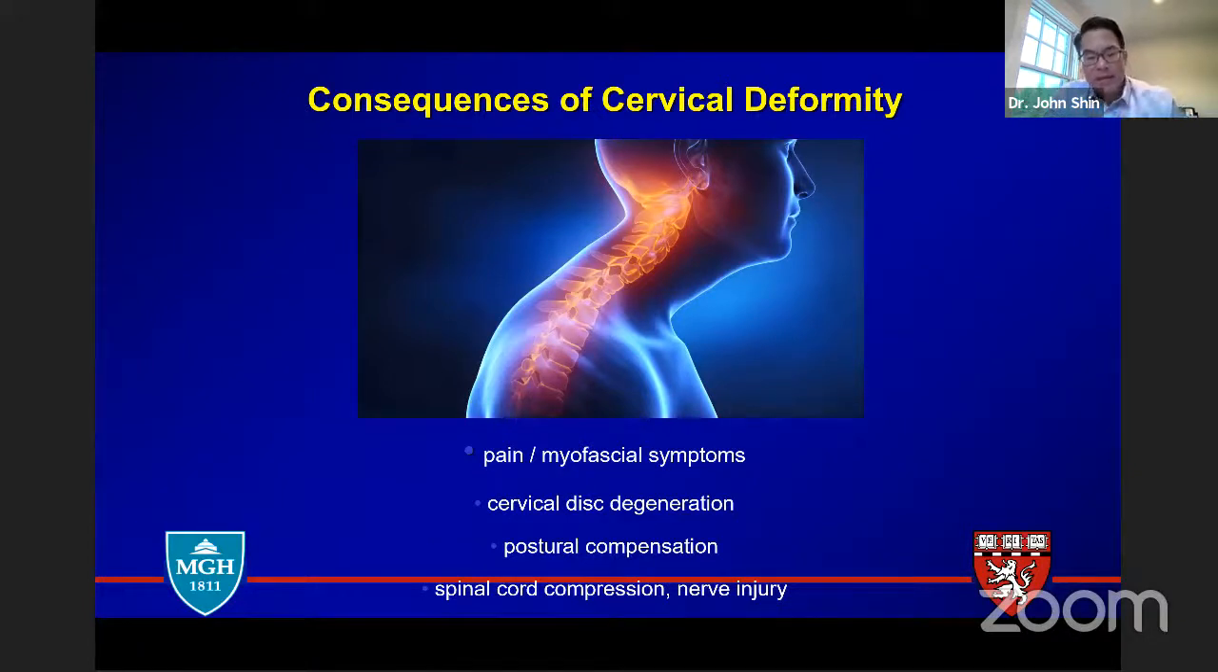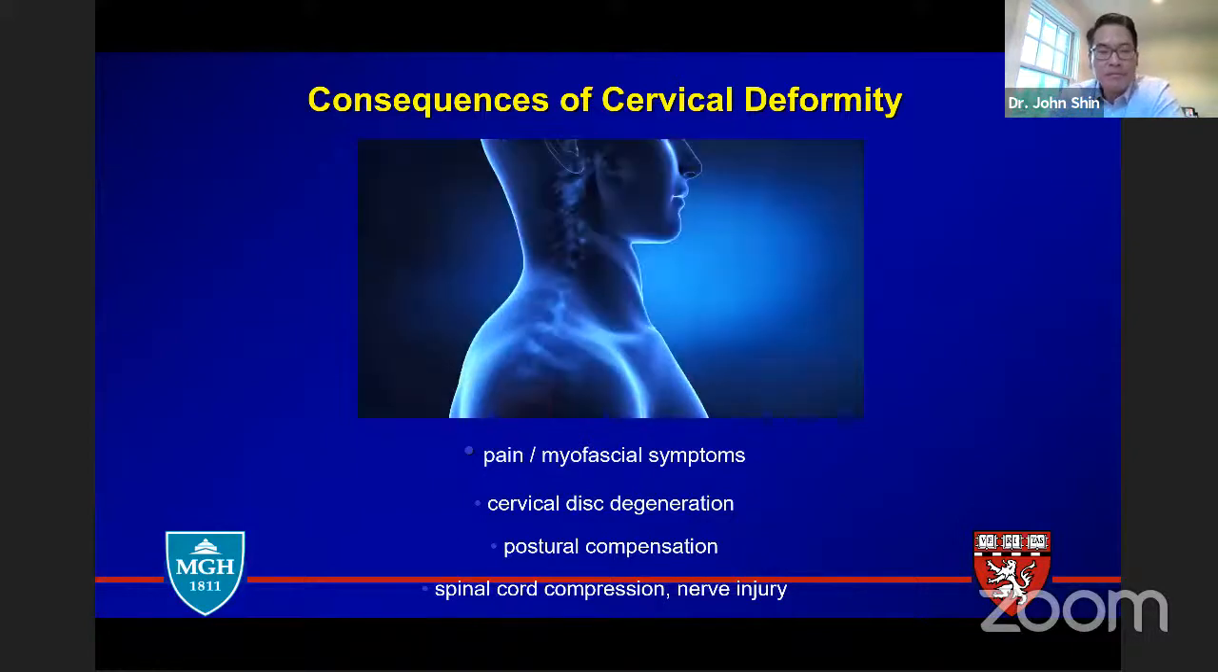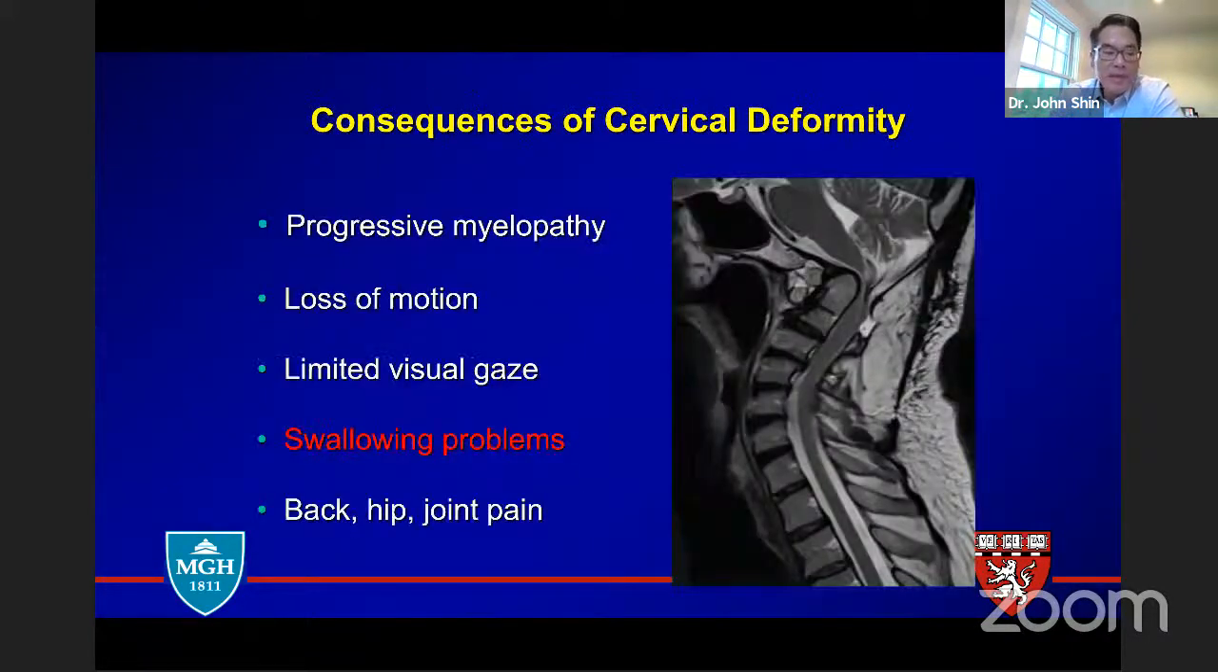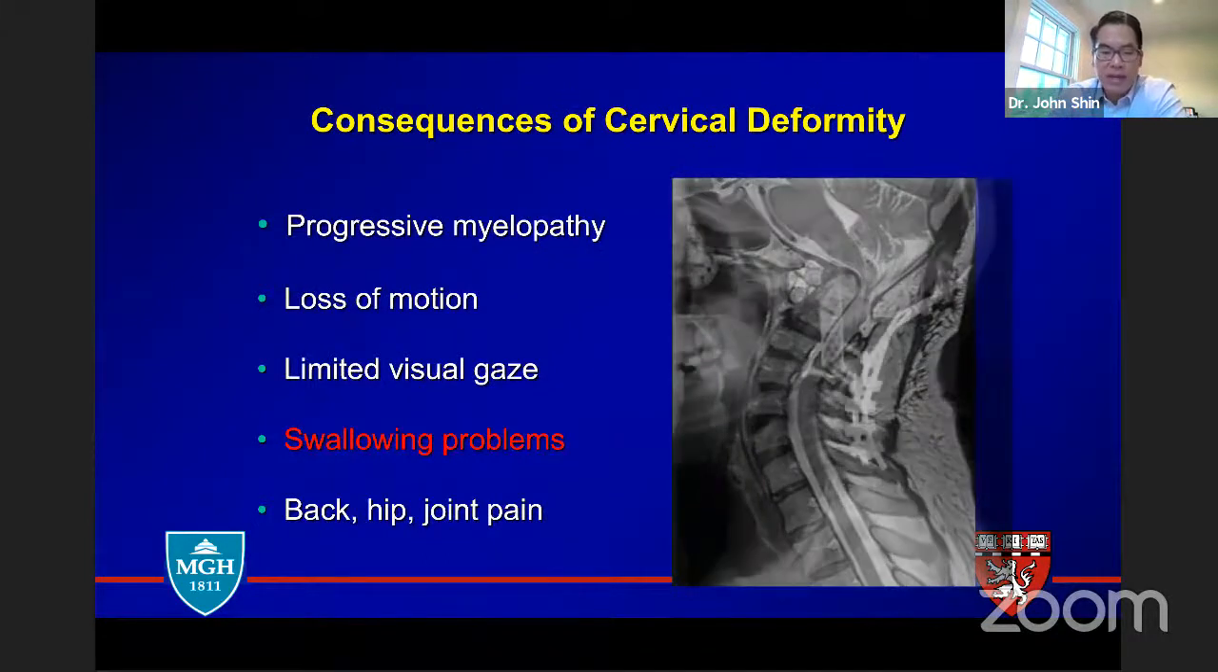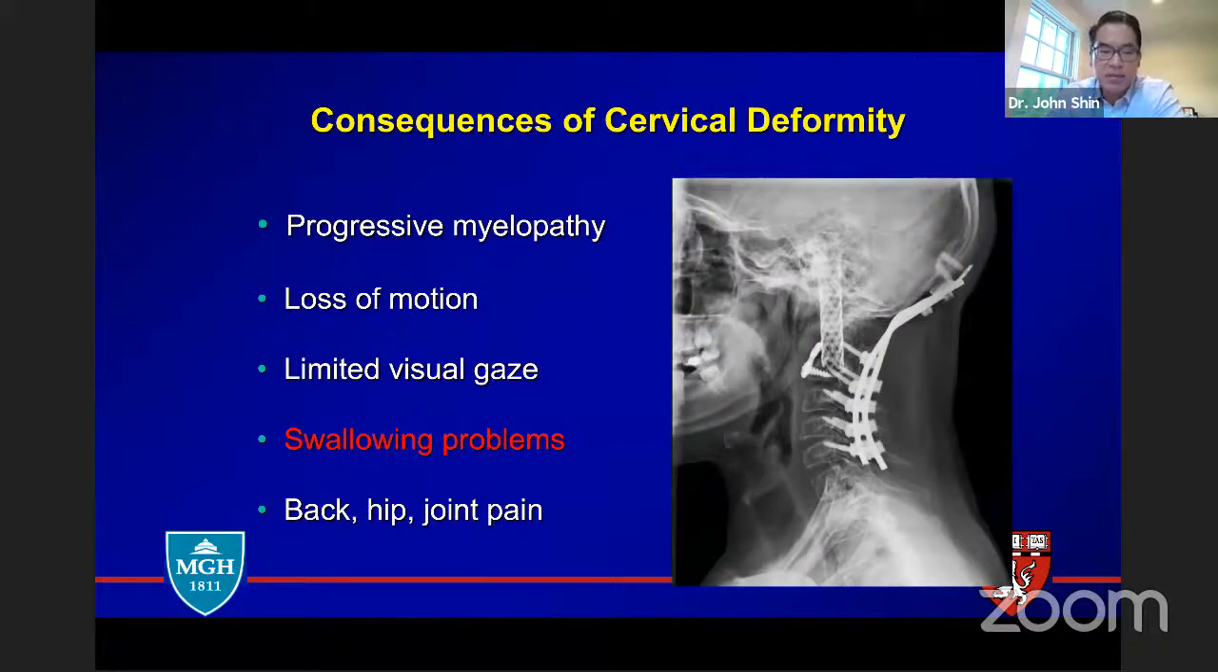But we're able to accommodate that to a certain extent with postural compensation. So when you develop kyphosis, you end up compensating in other ways along the musculoskeletal chain. So whether it's pelvic retroversion, bending at the knees, we'll do everything we can to try to look horizontal and look straight ahead because we're meant to stand on 2 feet and be vertical. Progressive myelopathy, loss of motion, limited visual gaze, swallowing problems, that all can happen. And like I said, it stresses the musculoskeletal system and patients can develop subsequent low back, hip, and joint pain. And I'll show examples of that.